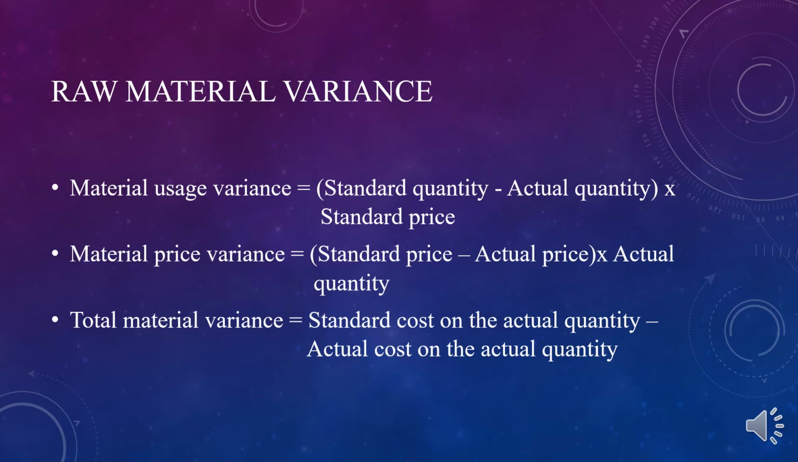The material price variance is brought up by a change in price. That variance, like all others, can be favorable or adverse. This can be calculated by standard price minus actual price multiplied by actual quantity.